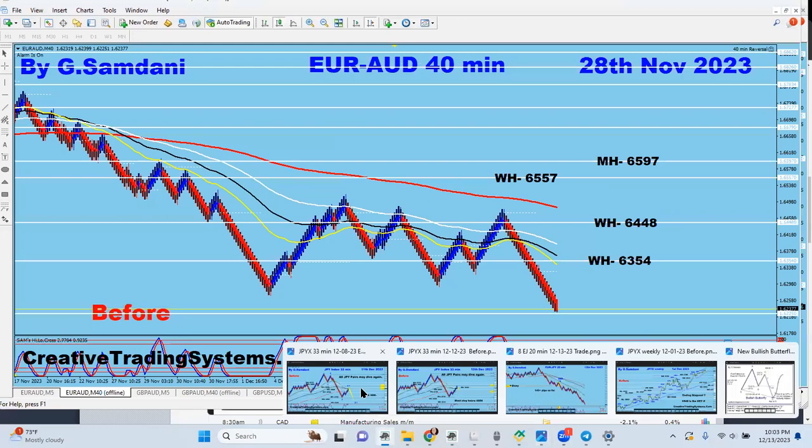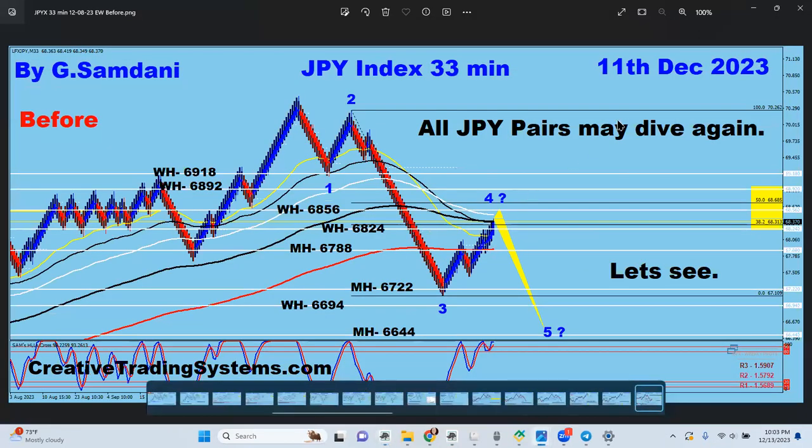The first time I made this chart was on the 8th, then the 11th of December, and this is what I made, this 50% here, right? So price may go up, and then somewhere it is going to make the turn and go down. And once it starts to go down, all yen pairs may dive again when this thing starts to go down. That's what my take was, right?